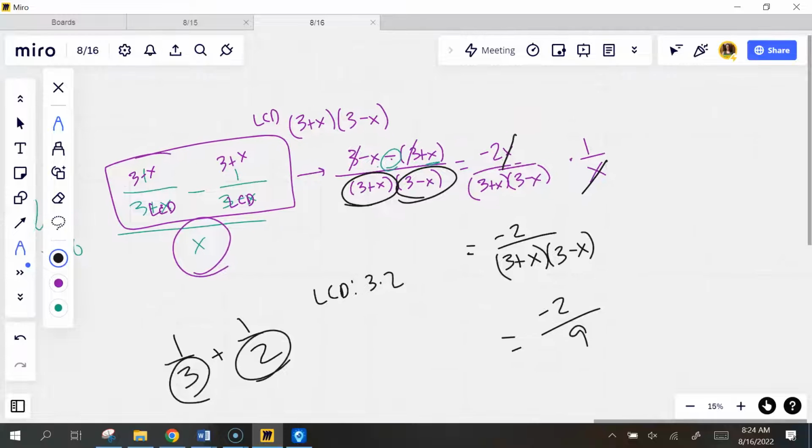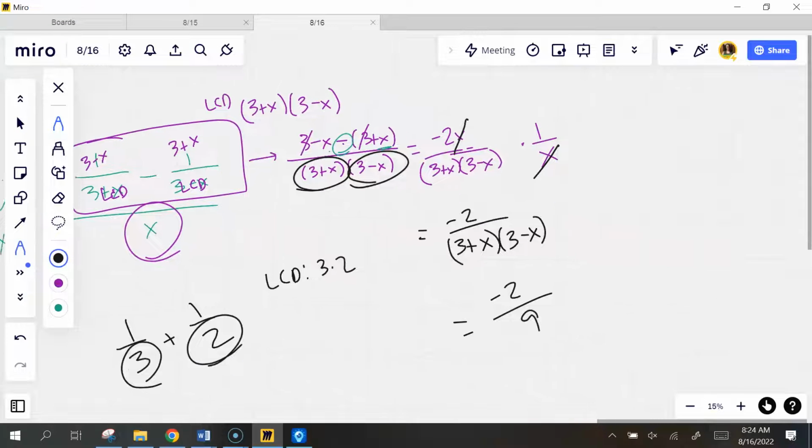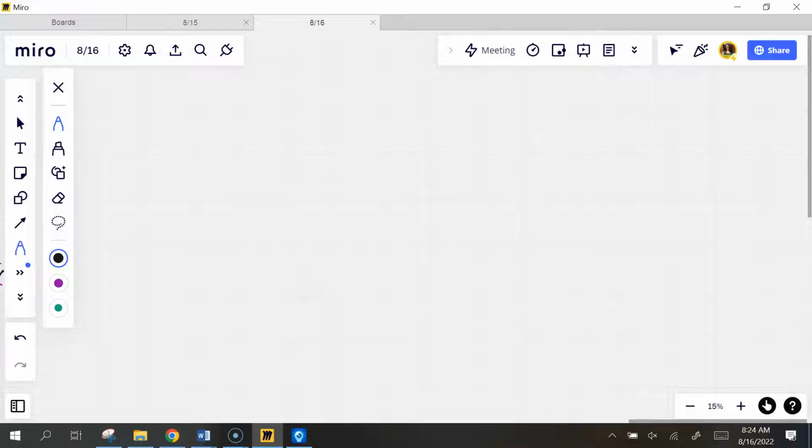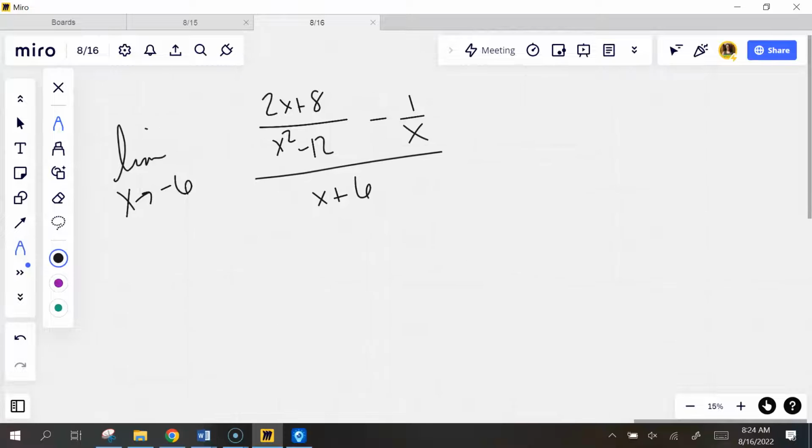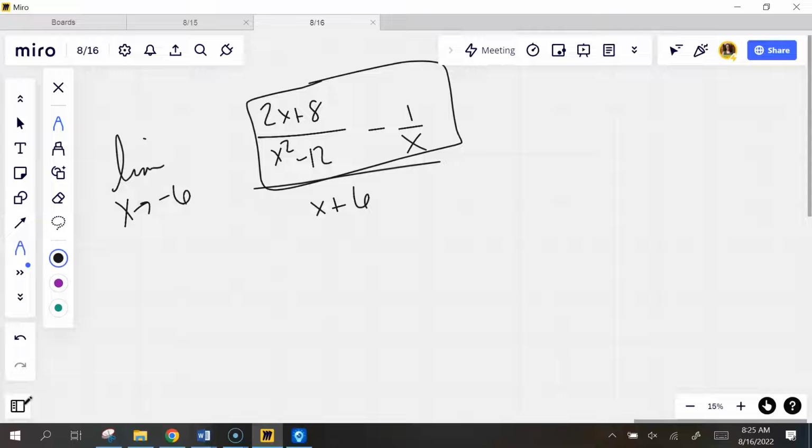Y'all asked for another one. The one after that. L. The limit as x approaches -6 of 2x plus 8 over x squared minus 12 minus 1 over x plus 6. Again with the LCD here. I'm going to focus on this one. I'm going to give this one an x. I'm going to give this one an x squared minus 12. Top and bottom, right? x squared minus 12.